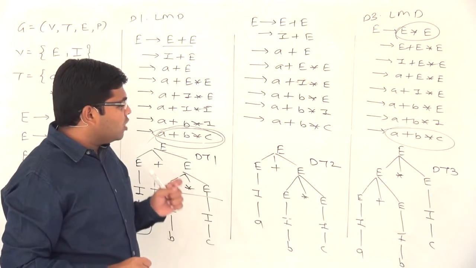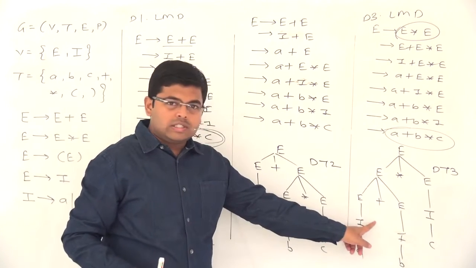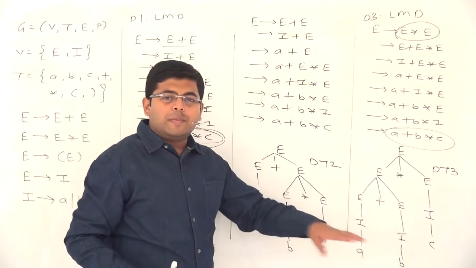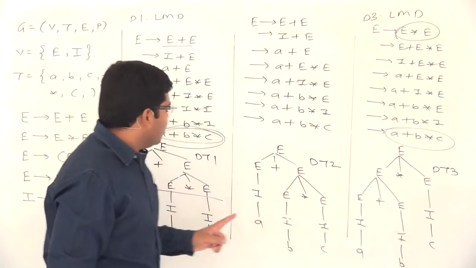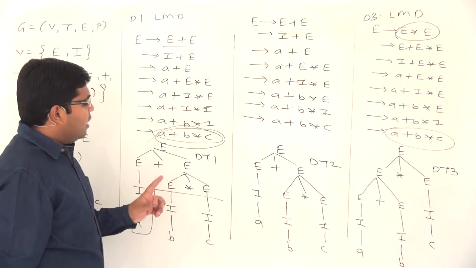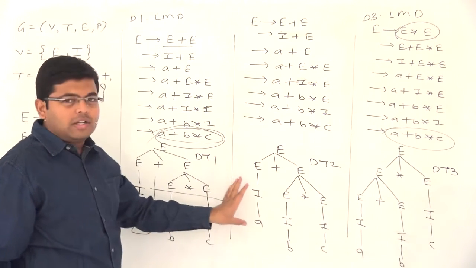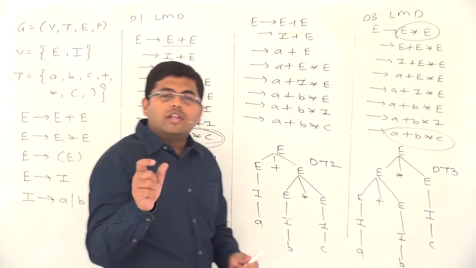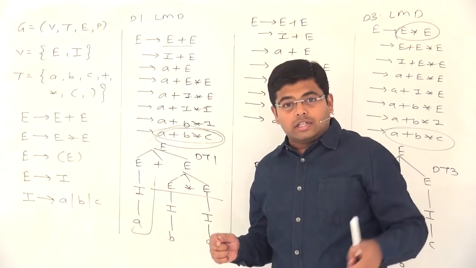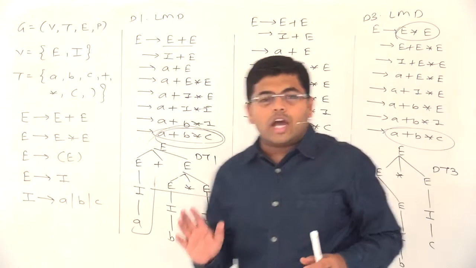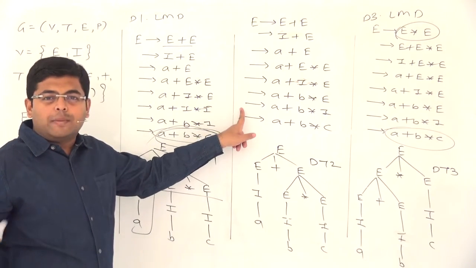So what is the important point? Whenever you get multiple trees, you get multiple LMD, you get multiple RMD. But whenever you get multiple derivations, it doesn't mean you get multiple derivation trees. So somewhere we need to start defining ambiguous grammars in terms of derivations. So we cannot say that a grammar with different derivations is called an ambiguous grammar.